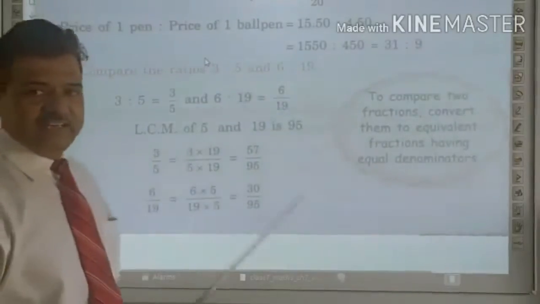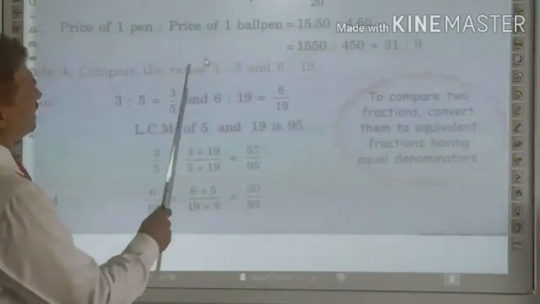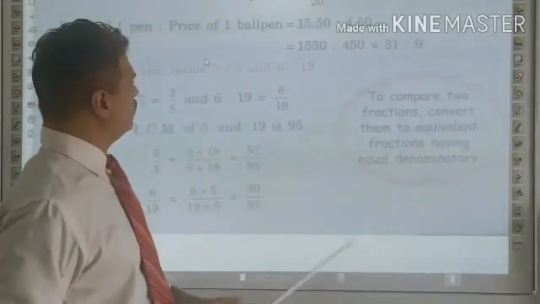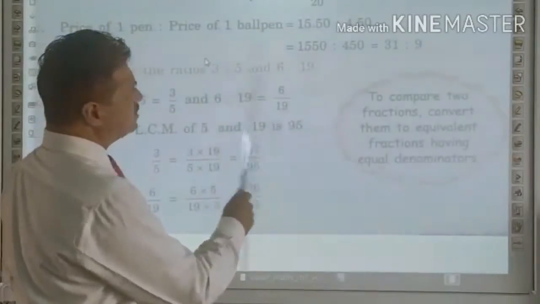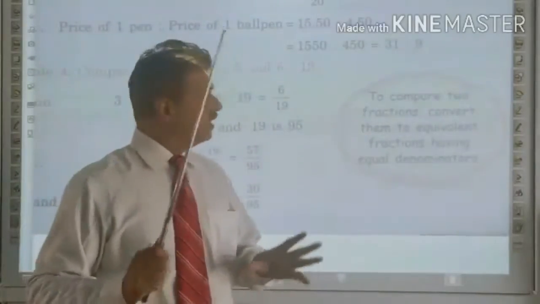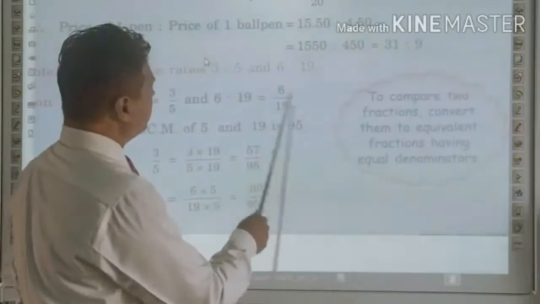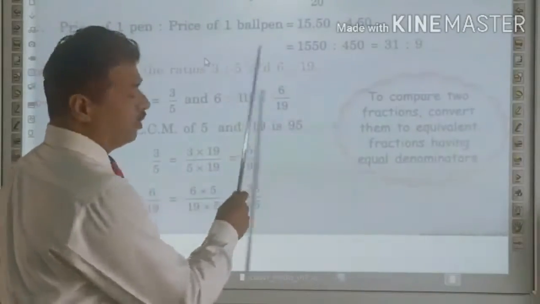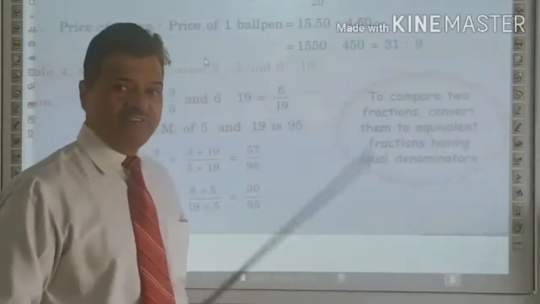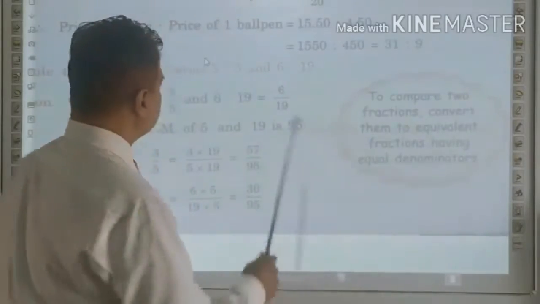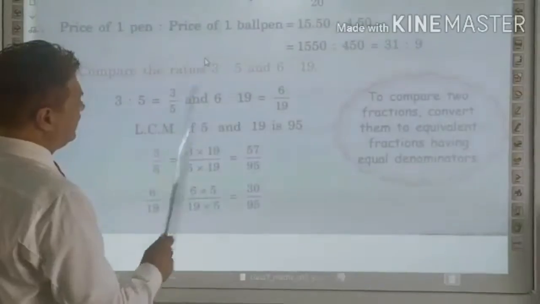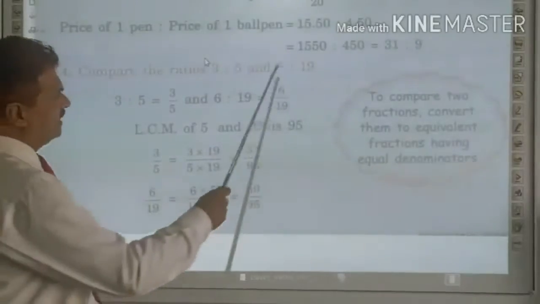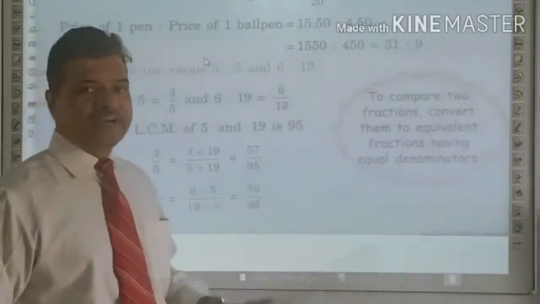The last question is this: compare the ratios 3:5 and 6:19. When we want to compare these two ratios, I already taught about this. I already stated that the denominators must be the same. We want to convert the denominators to the same. Here the denominator is 5, here the denominator is 19. When we multiply this ratio by 19 and this ratio by 5, we get the denominator 95.